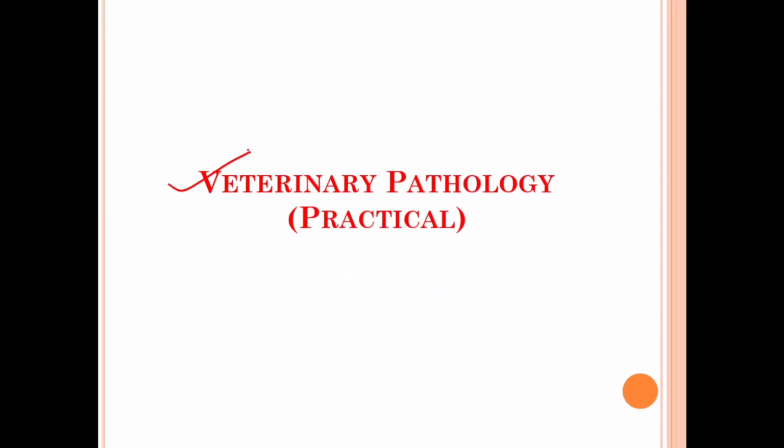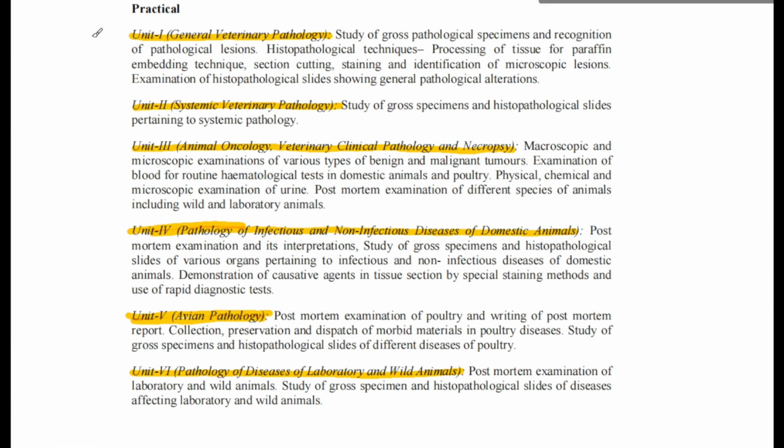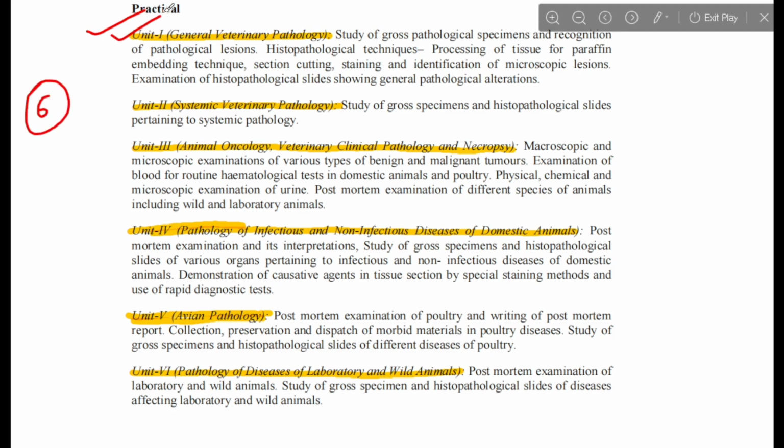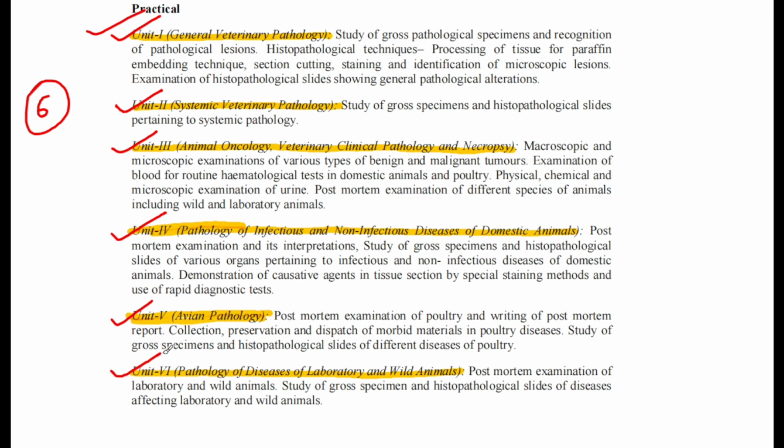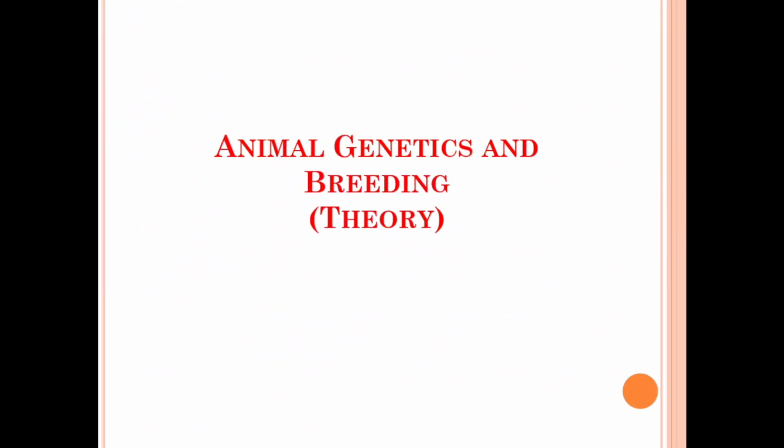Now moving on, we will discuss the syllabus for the practical portion of veterinary pathology. For the practical portion, in total we have 6 units. The first unit deals with general veterinary pathology. The second unit deals with systemic veterinary pathology. The third unit deals with animal oncology, veterinary clinical pathology and necropsy. The fourth unit deals with the pathology of infectious and non-infectious diseases of domestic animals. The fifth unit deals with avian pathology, and the sixth unit deals with the pathology of diseases of laboratory and wild animals.